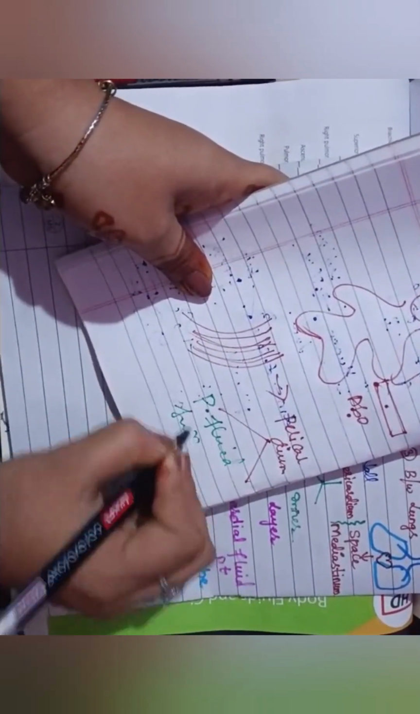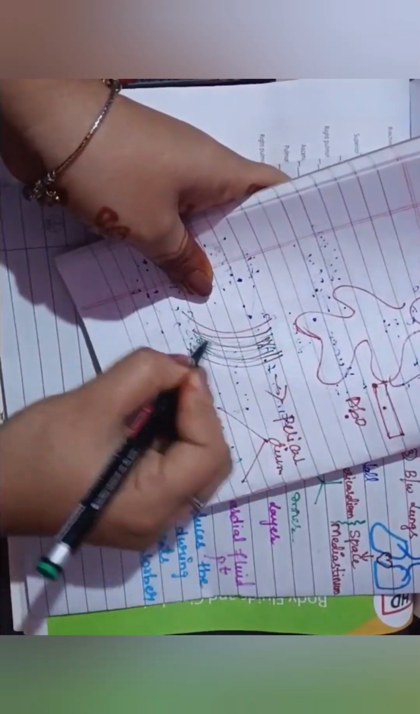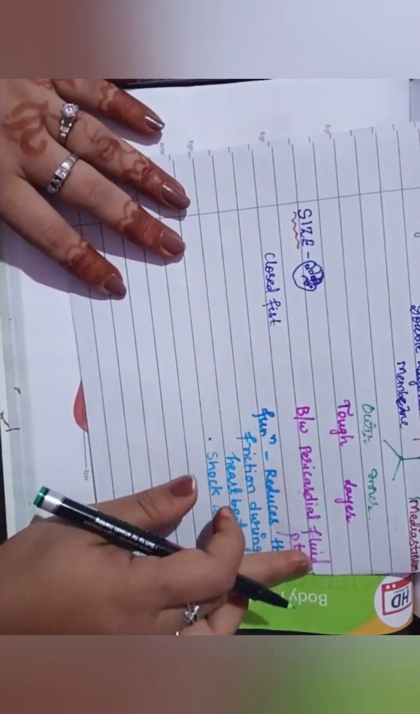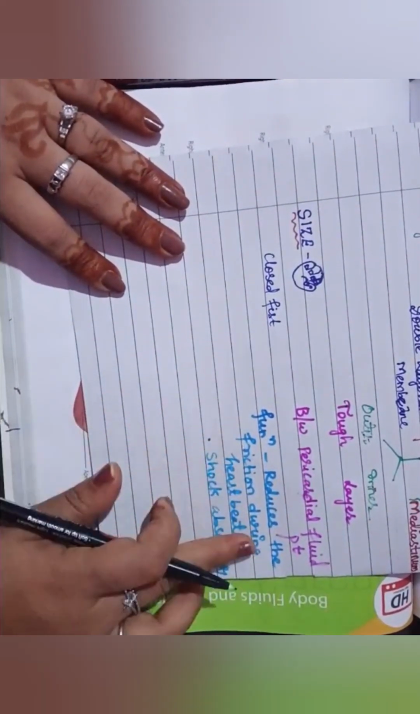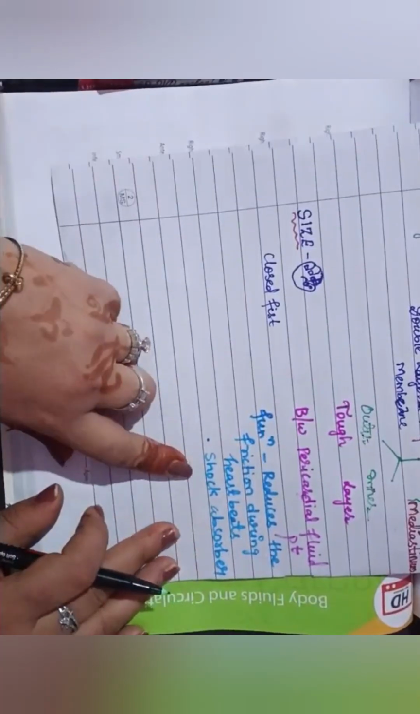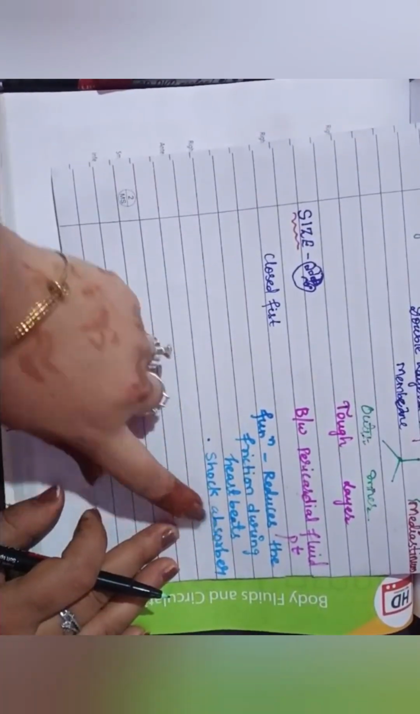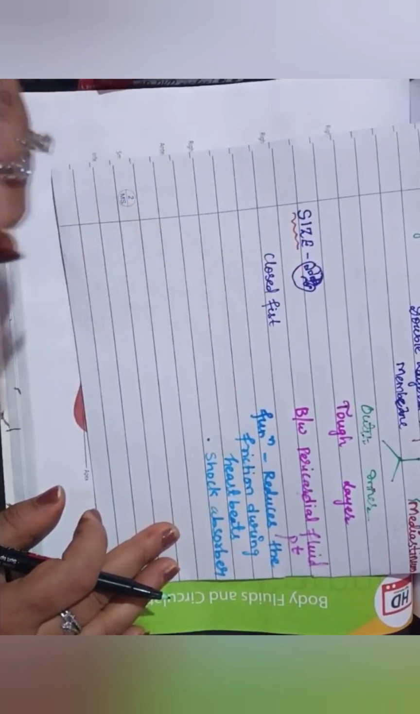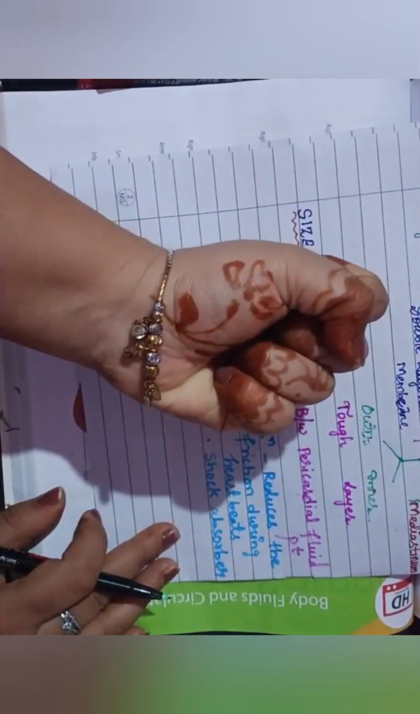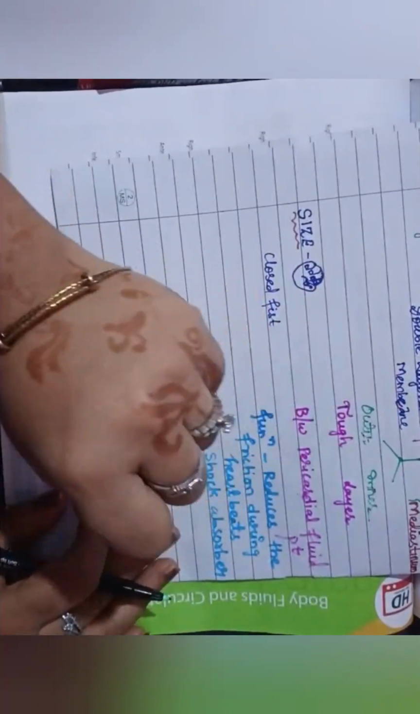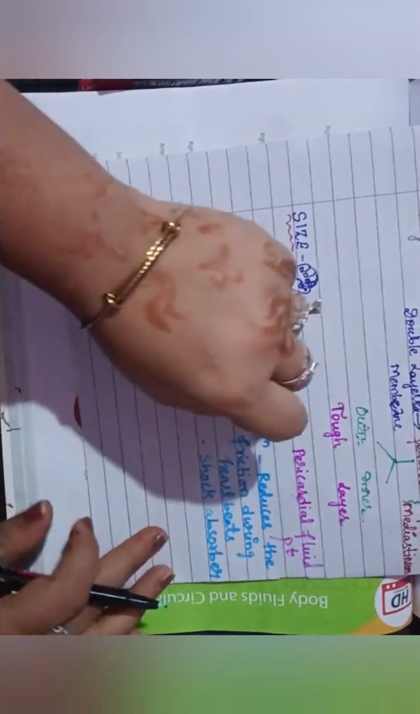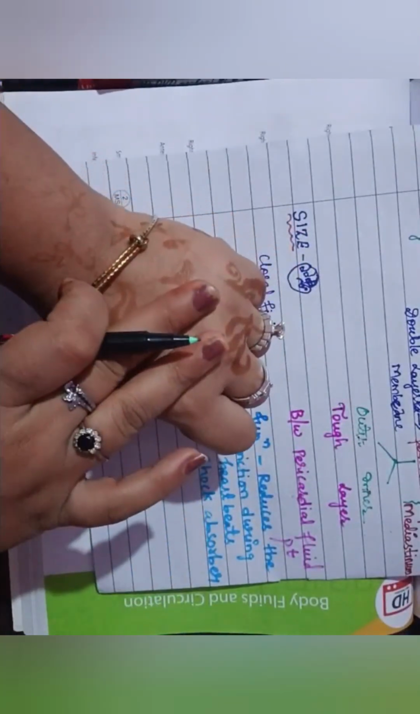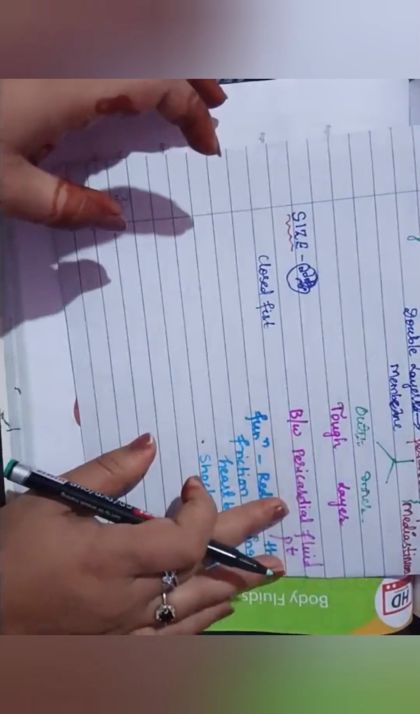What is the function of pericardial fluid? The fluid present between these 2 layers is called pericardial fluid, and its function is to reduce the friction during the heartbeat, and it also acts as a shock absorber. Its role is to absorb the shock. What is the size of our heart? When we close our fist, a clenched fist, the size of our heart is equal to the clenched fist. It depends upon your fist size.